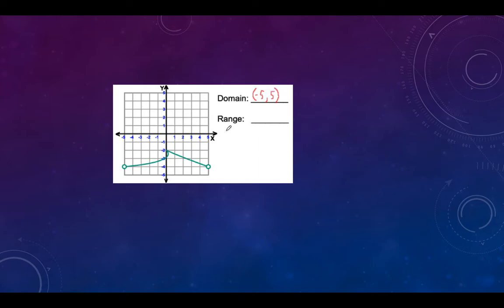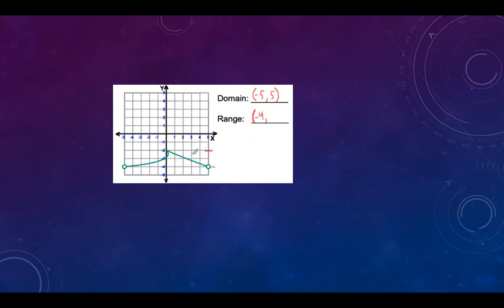Okay? Range. Well, let's look. The highest it goes, remember range is y values, is negative 2. And the lowest it goes is negative 4. Okay? And so we typically write from smallest to largest. And so at negative 4, it can't equal negative 4, right? Because we have these dots here. So I'm going to write our curved parenthesis. So I'm going to write negative 4.